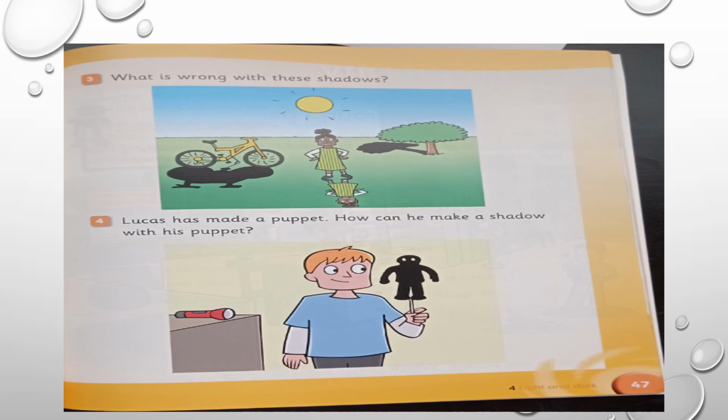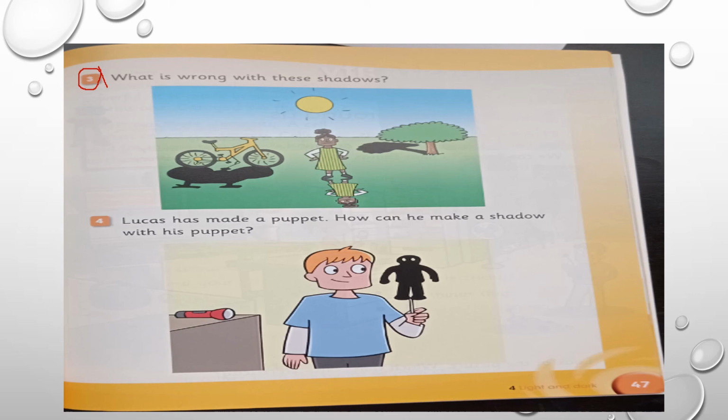Okay, number 3. So you have to go ahead and complete this activity. What is wrong with these shadows? Look at the first shadow of a bicycle. Is the shadow okay? Look at the second shadow of the girl. Is it okay? And then the shadow of the tree. What is wrong with these shadows? So you can go ahead and write your answer by the side of your book.